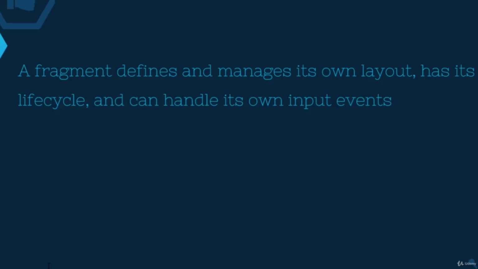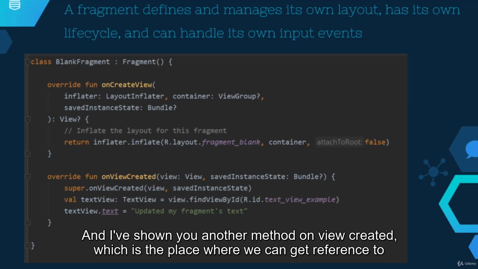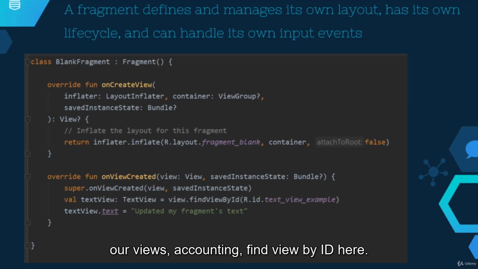So I'm going to go back now to our presentation, and just bring in an example of what the code looks like. Okay, onCreateView, we've just seen that, and I've shown you another method, onViewCreated, which is a place where we can get reference to our views. Okay, I'm doing findViewById here. It's also possible to use that view binding that we've seen just recently. So very similar to activities.